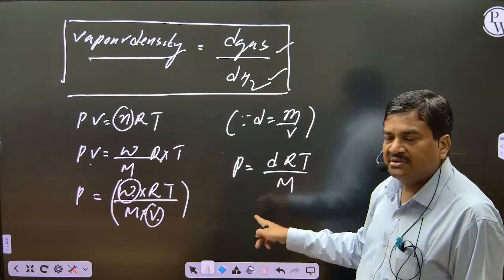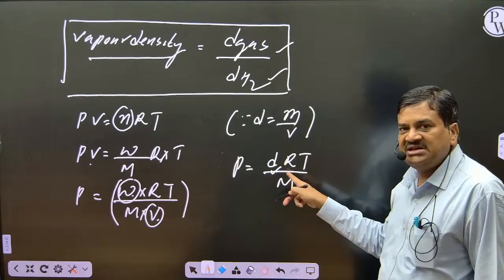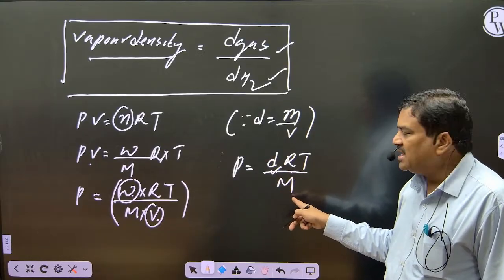Getting the idea, all of you? So in place of mass by volume, I introduce d. What is d here? Density. R is the universal gas constant, T is temperature, M is molar mass.